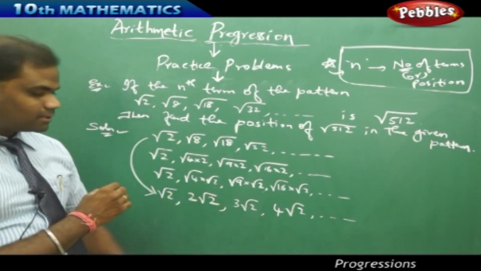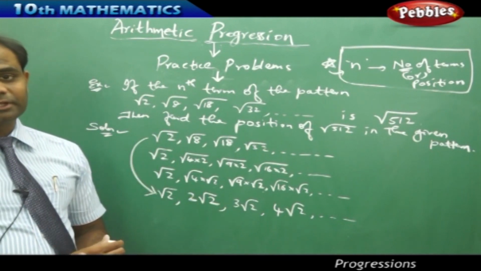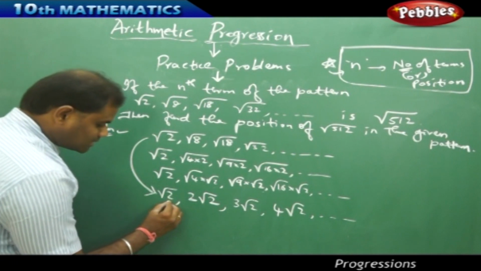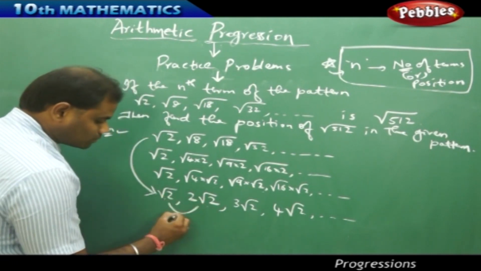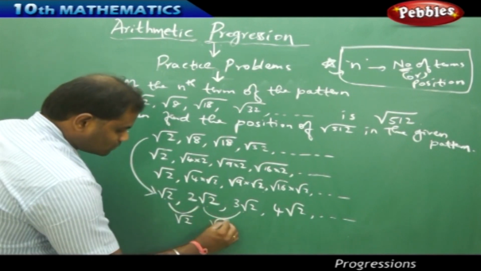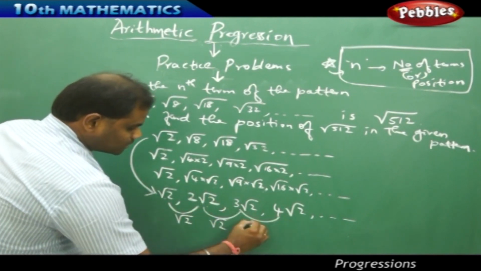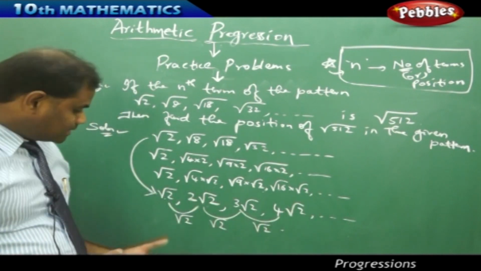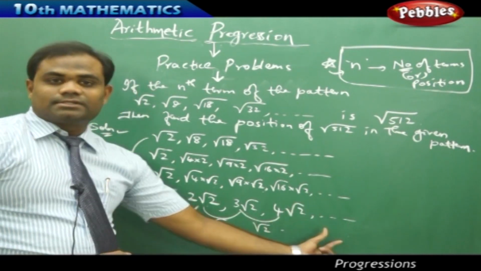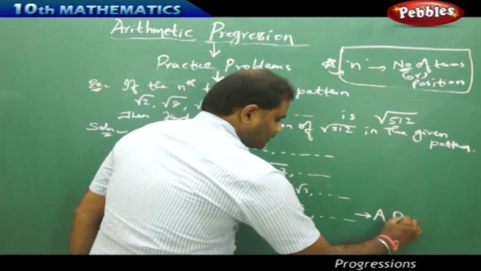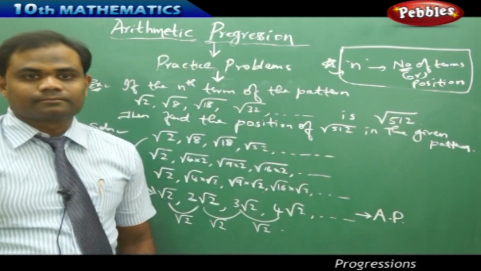Now let's identify this pattern to be an arithmetic progression. So in order to do that, we find the common difference. I see the difference of 2 root 2 and root 2 is root 2, 3 root 2 minus 2 root 2 is root 2, 4 root 2 minus 3 root 2 is root 2, and so on and so forth. So here I clearly see that the common difference is the same. Therefore, this is an arithmetic progression.